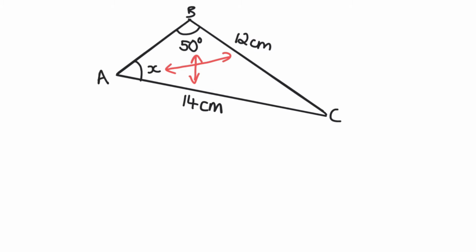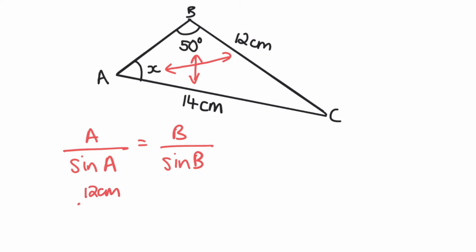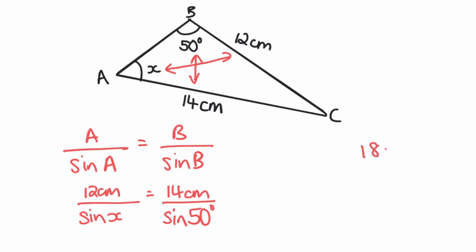So if we write out our sine rule, we've got a divided by sine A is equal to b divided by sine B. So we can fill in the bits that we know now. So side a is 12 centimetres divided by sine x, the angle that we're looking for. Then we've got 14 centimetres for b divided by sine 50 degrees. So we can work out the second side. 14 centimetres divided by sine 50 on our calculator is 18.28. That's equal to 12 centimetres divided by sine x.